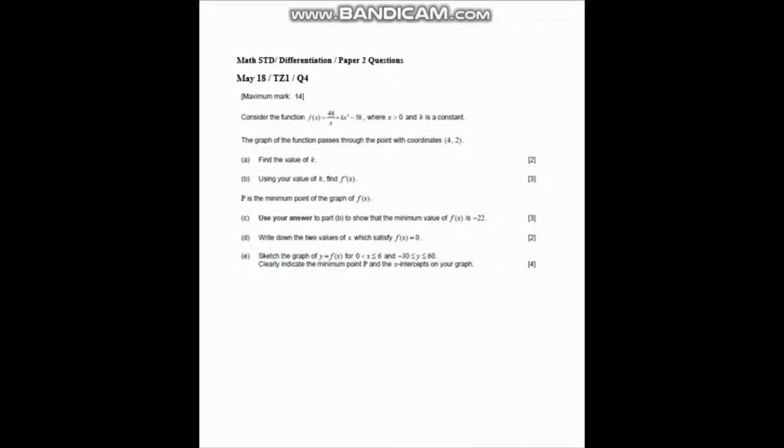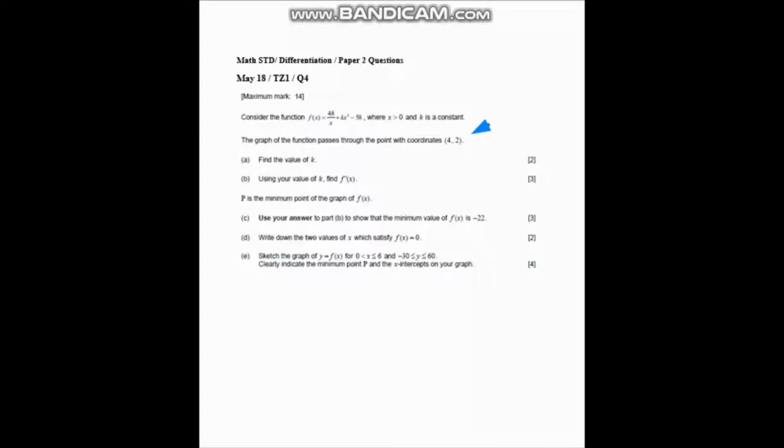So you are given the function f(x) = 48/x + kx² - 58, where x is greater than 0 and k is a constant. The graph of the function passes through the point with coordinates (4, 2). Find the value of k.